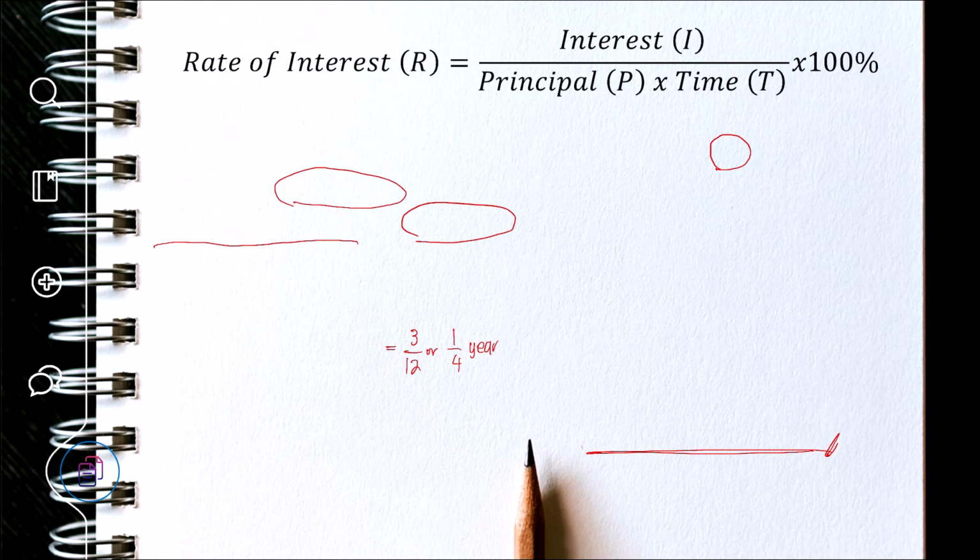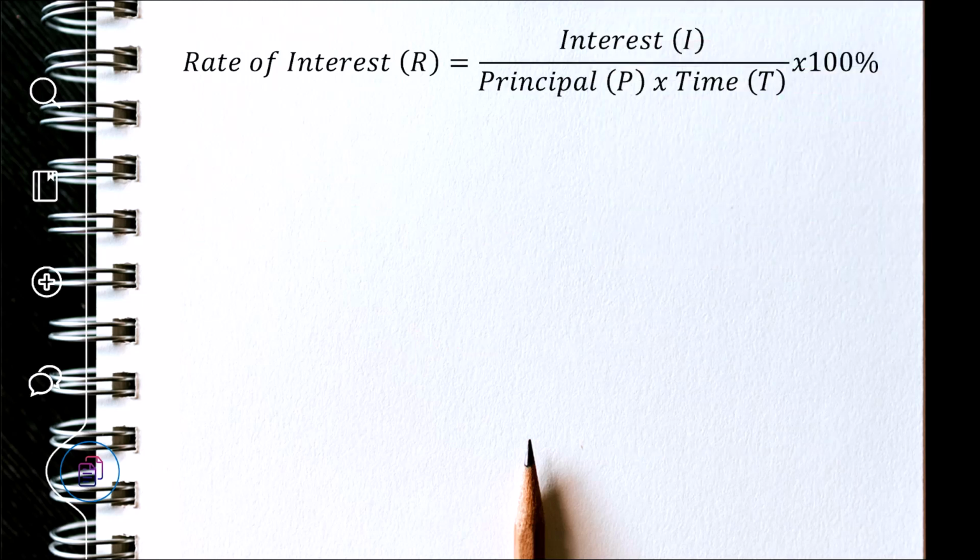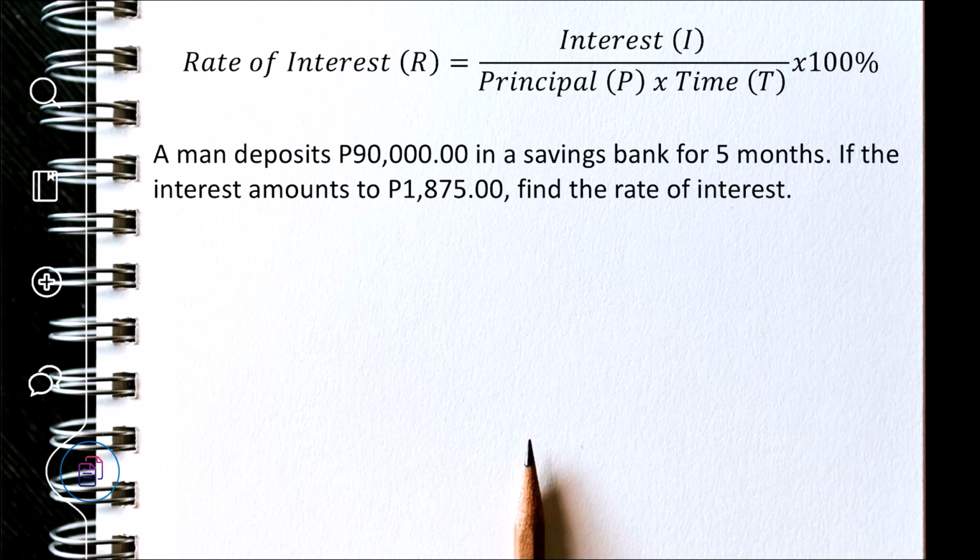Okay. Next natin is rate of interest. Pag rate of interest naman po, this is the formula. Rate of interest or R is equal to the simple interest I over the principal P times time T times 100%.